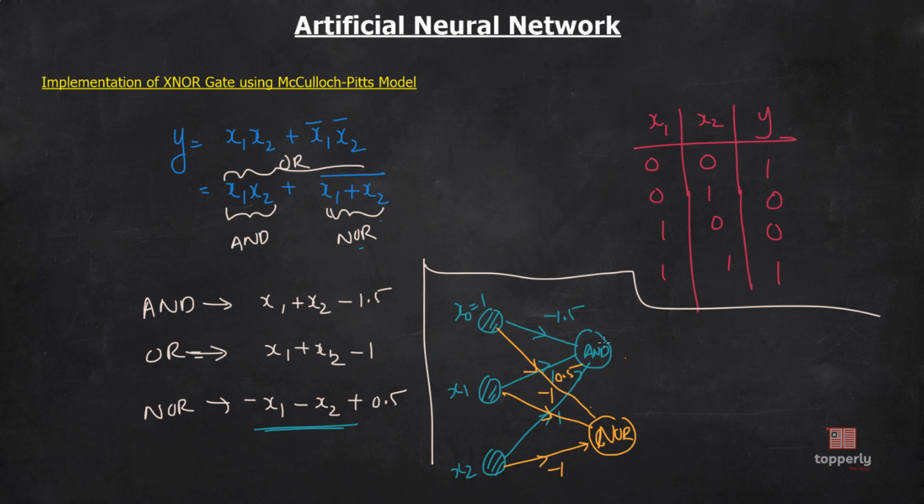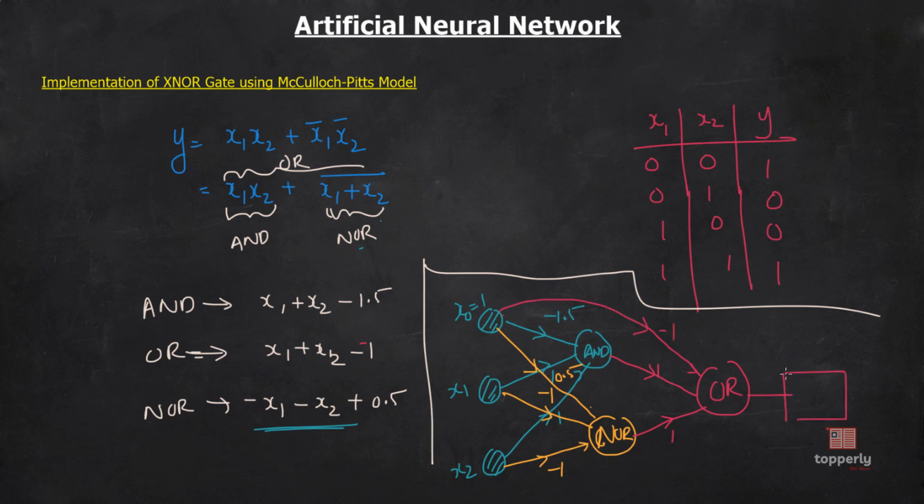Now we will take the OR of this. Therefore, let this be the linear summarizer for OR gate. From AND gate, we have a weight of 1. From NOR gate, we have a weight of 1. And the bias is minus 1. Therefore, this bias can be taken as minus 1.